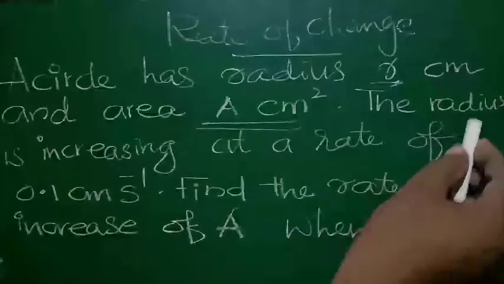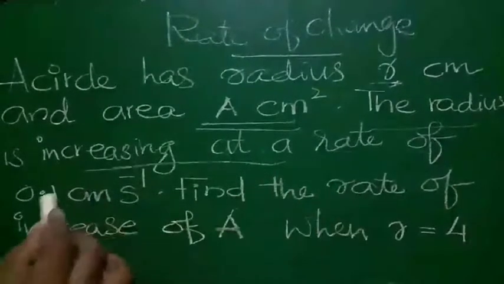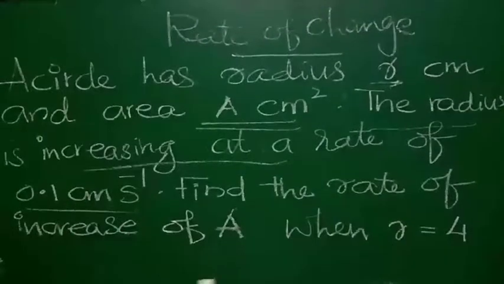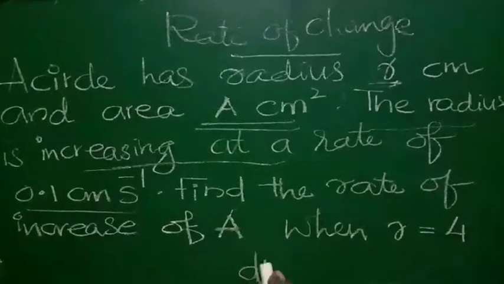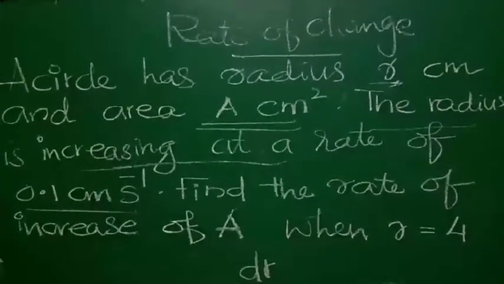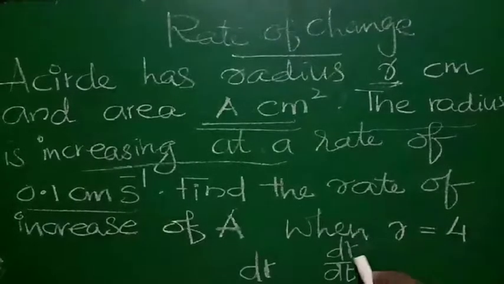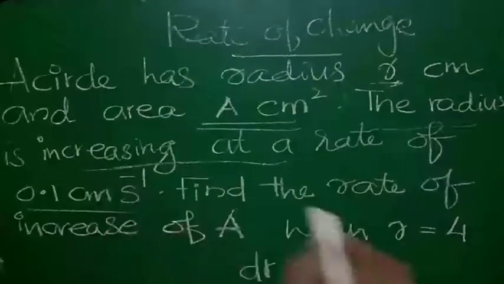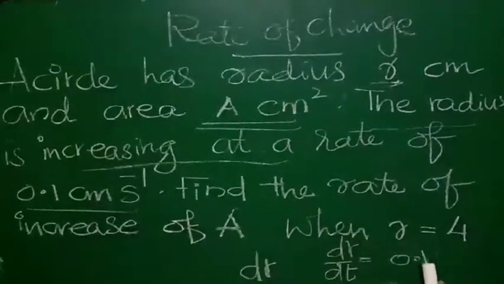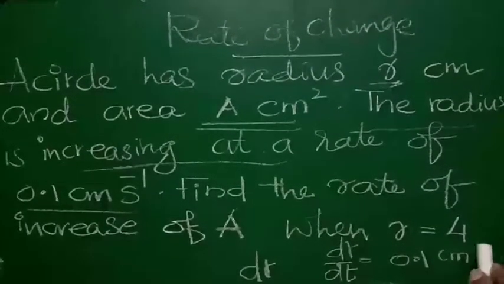So what does this sentence represent? It is nothing but dr by dt, isn't it? It is dr by dt, which is equal to how much? 0.1 centimeter per second.